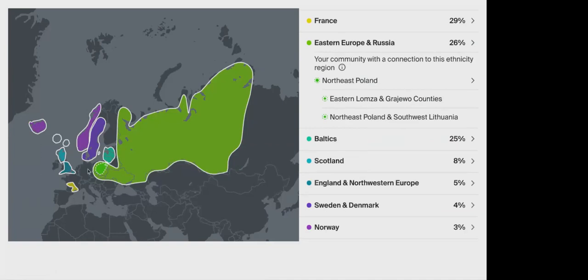25% from the Baltics. That's mostly Lithuania, which is where her grandfather was from. And then a bunch of stuff that's Scotland, England, Sweden, and Norway. And it is important to remember that these areas intermingle DNA. Okay, the Vikings left DNA all over the world. So when you get DNA in Scotland, it may easily be from Brittany or from Norway.